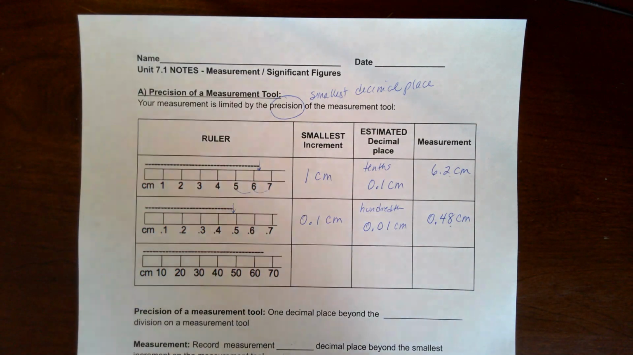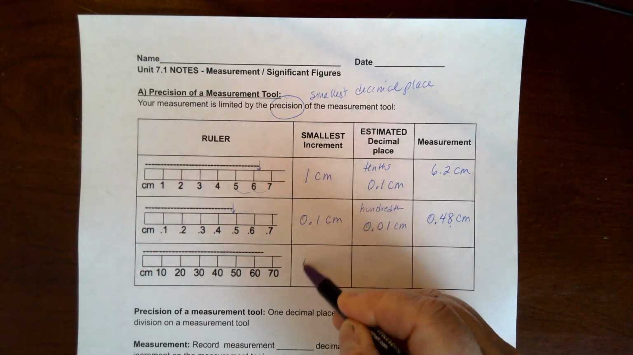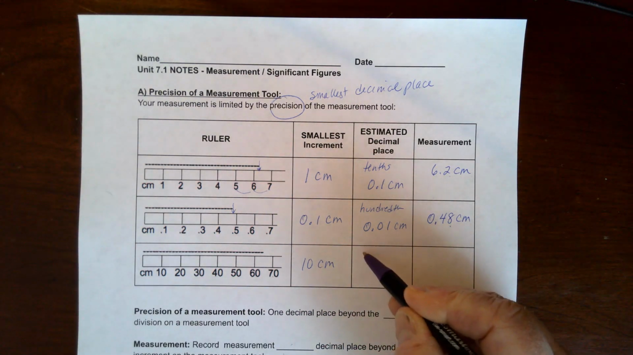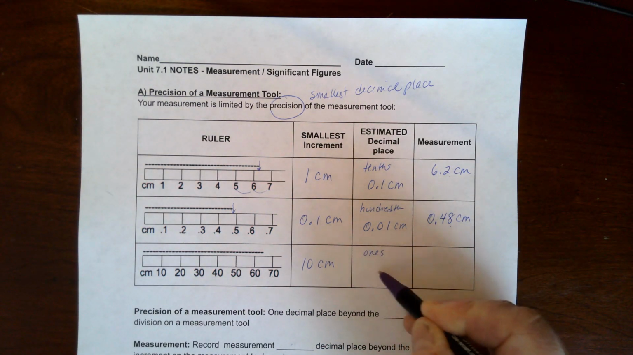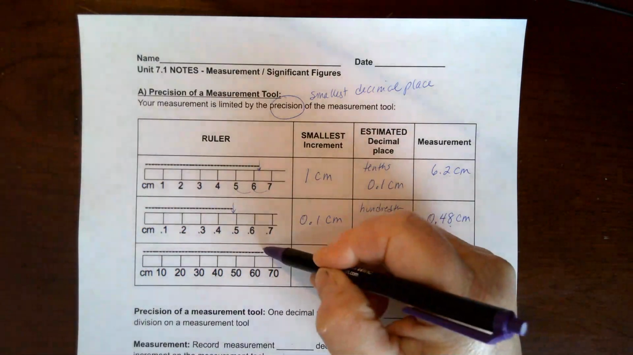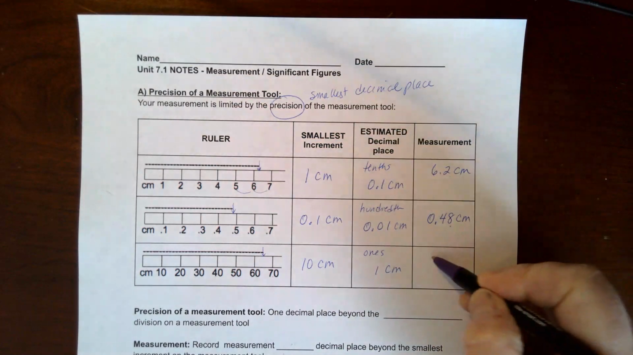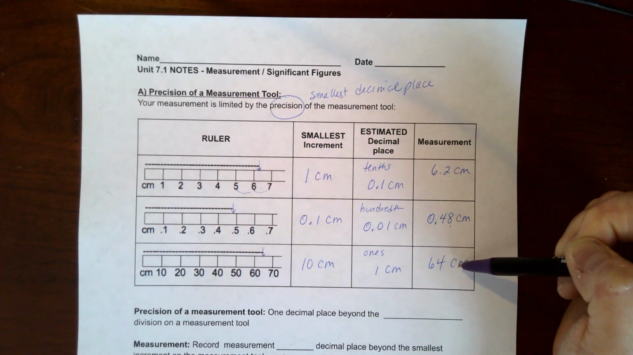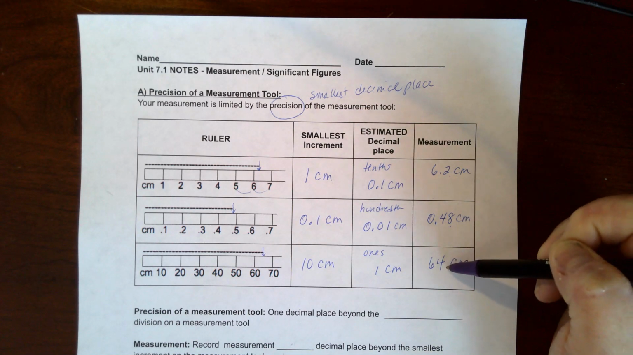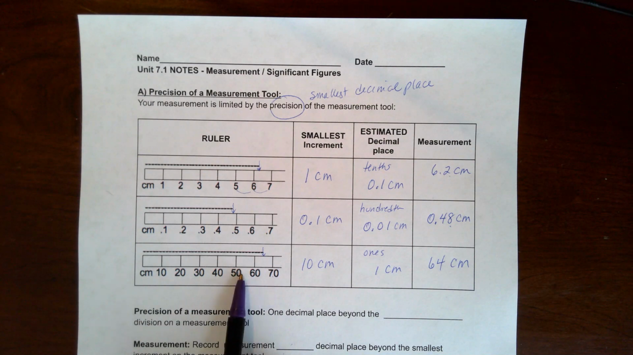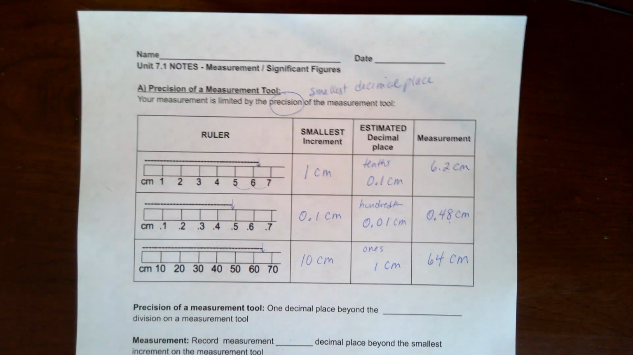In this ruler, we see that our smallest increment goes by 10 centimeters. That means our estimated decimal place needs to be to the nearest ones place, the nearest 1 centimeter. So we might estimate here that this is coming down at about 64 centimeters. So you can see here, the decimal place that you report to is indicating not only your measurement, but it's showing you how much information you could read from your measurement tool.